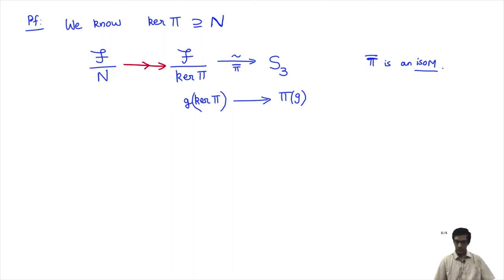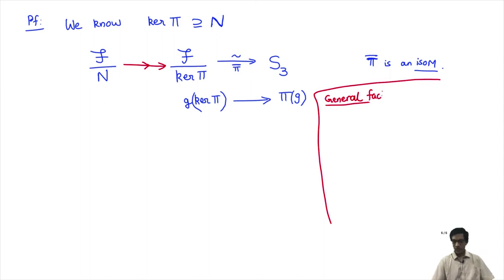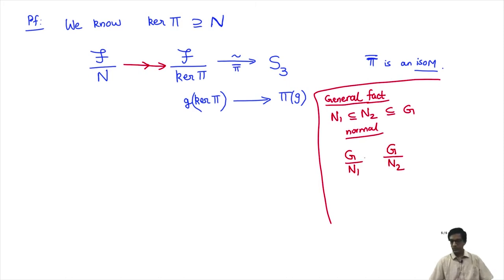What is this map? So this is again a general fact, so maybe we'll write this down here separately. Here's a general fact which works for all groups and normal subgroups and so on. So suppose I have two normal subgroups, N1 contained inside N2. They are both normal subgroups of a given group G. Then I can talk about the two quotient groups. So there is this group G mod N1, and there is the group G modulo N2, G by N2. And what I have is a map.